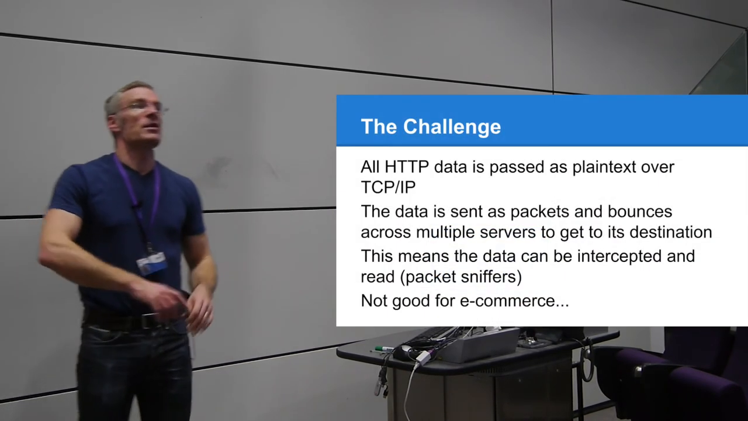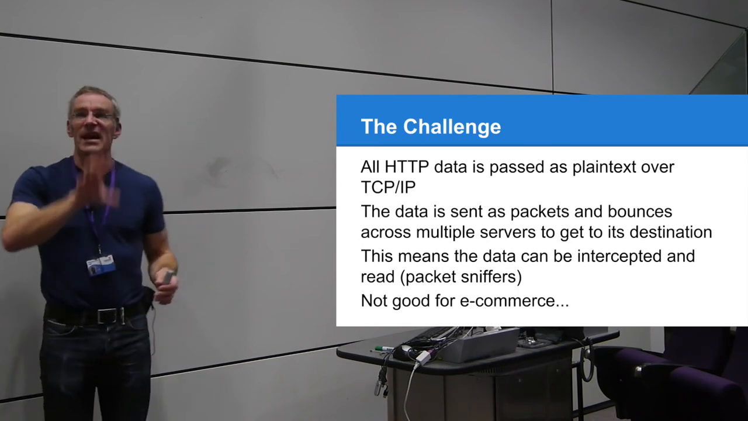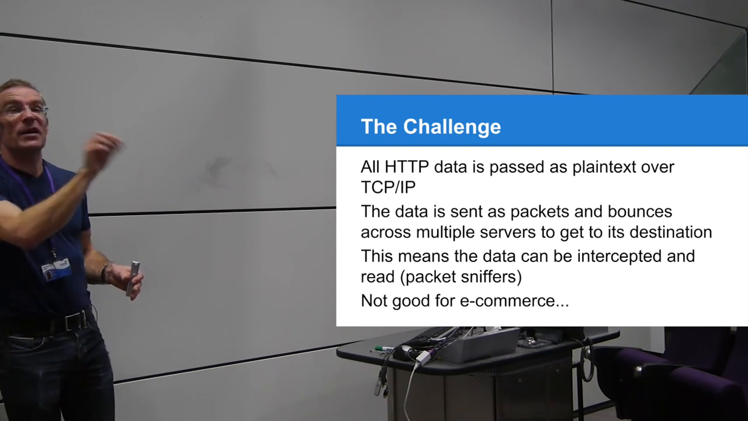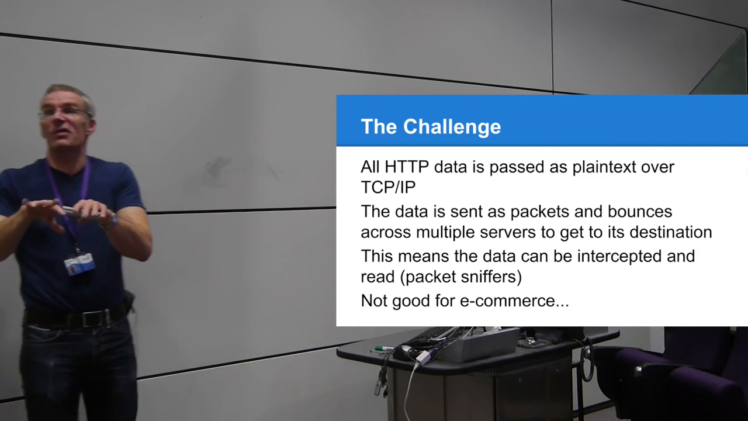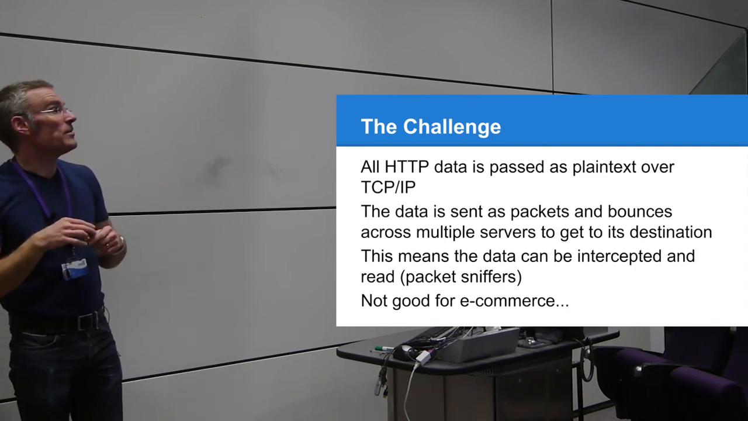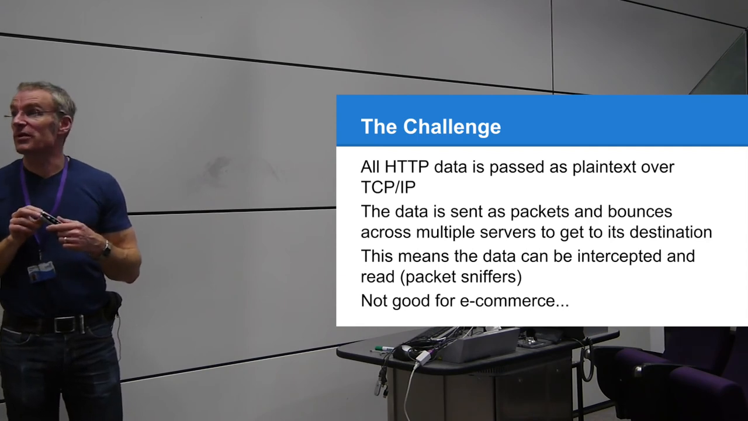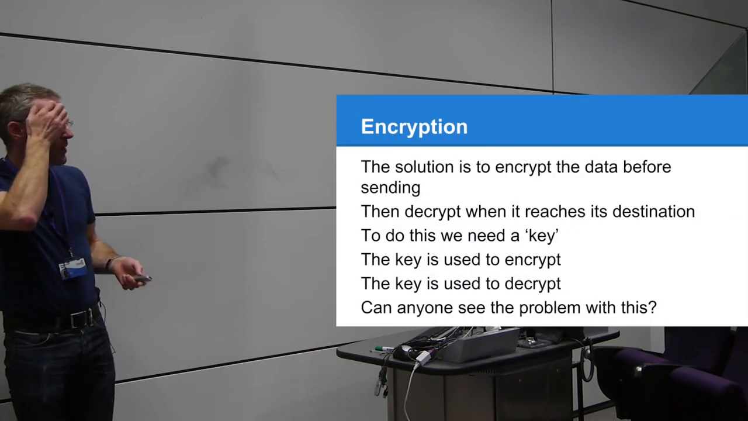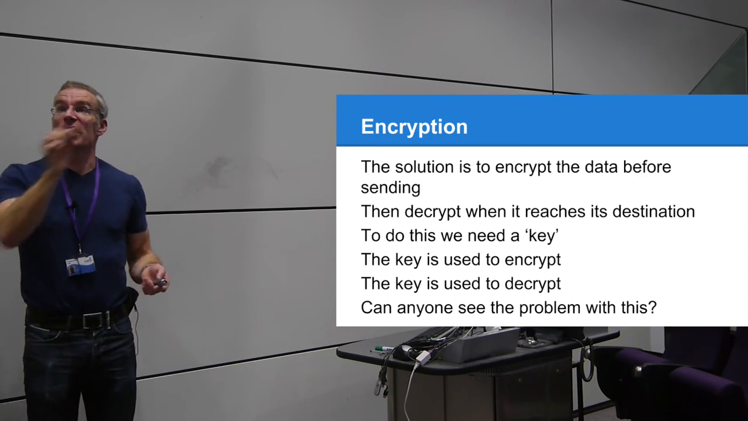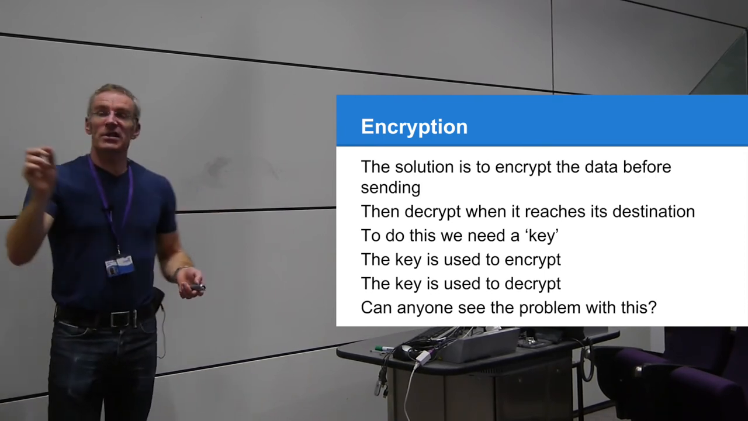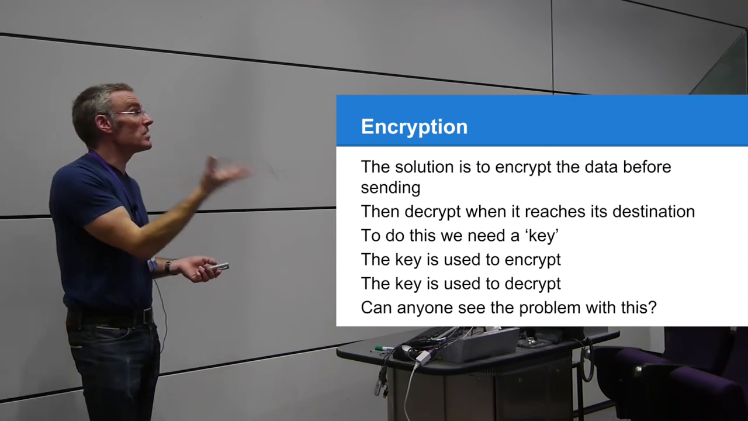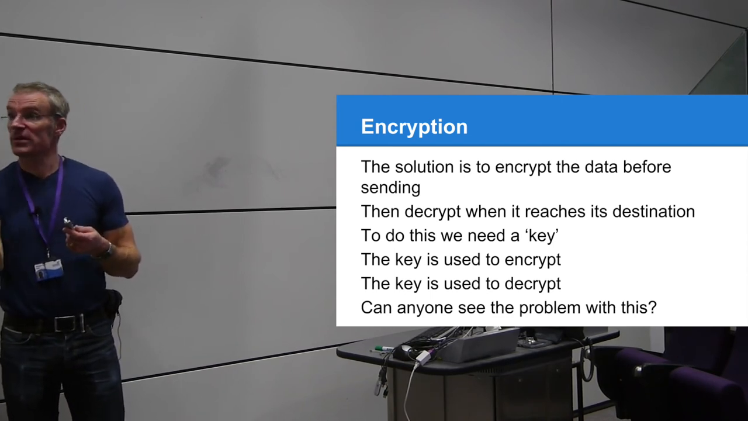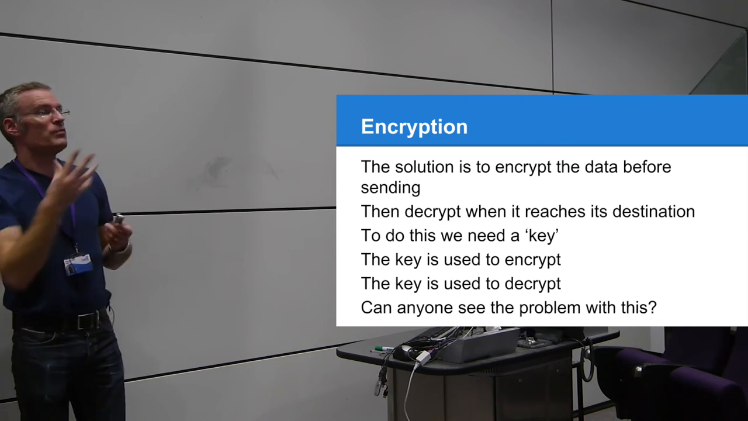SSL. The problem is, you send a request for a page, it's sent as plain text over the internet, which means anyone who's got packet sniffing software can intercept that data. So if you type your username and password into your Amazon account using HTTP, anyone downstream can read your username and password. That's not good. We don't want that. So what we need to do is encrypt the information before it gets sent to the server. And when it reaches the server, we need to decrypt the data back into the username and password, for instance. To do this, we need a key, a special encryption key that's going to encrypt the data and decrypt it. Okay, what's the problem here?